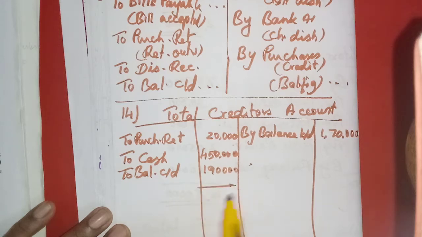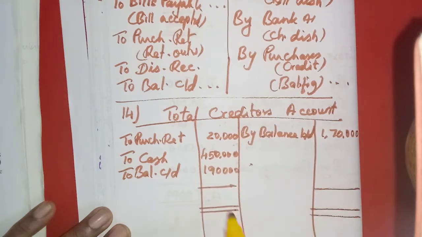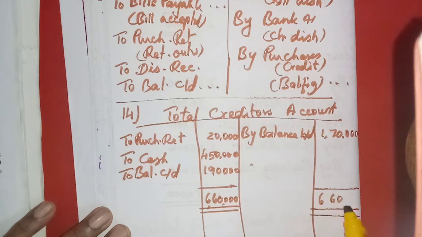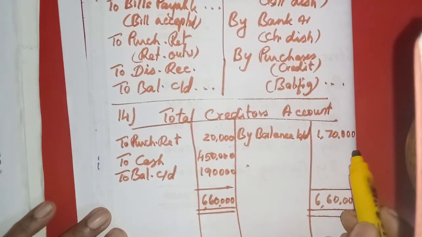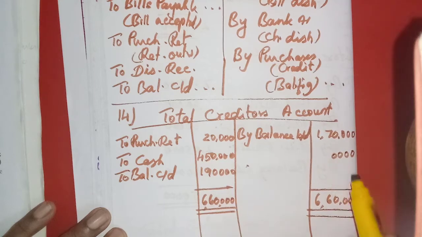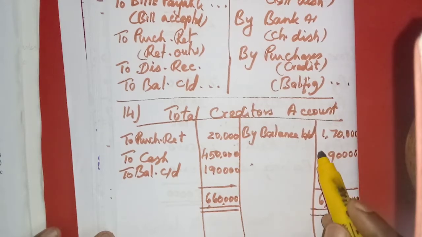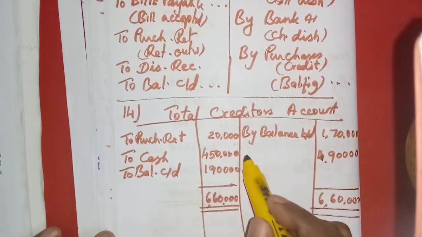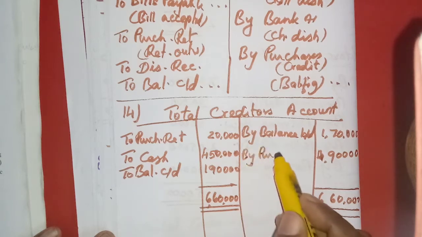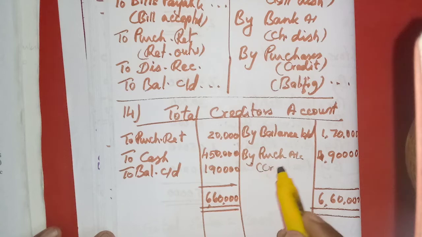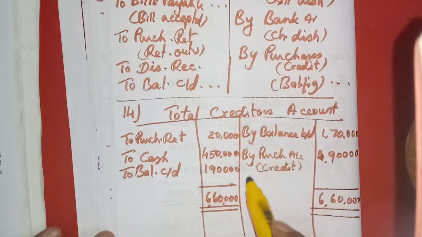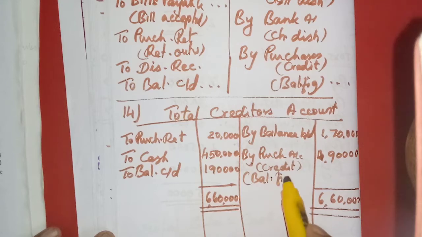Now we should calculate the balance. Total this side is more, so you add this side. 1, 2, 3, 4, 7 plus 9, 16, balance 1, 5 plus 1, 6. 6,60,000 right here. Then the balance you write, 1, 2, 3, 4, 7 plus 9, 16, balance 1, 2, 2 plus 4, 4, 6. So by purchases account, balance, you bracket and write credit, credit purchases. Then again the balancing figure in the bracket.